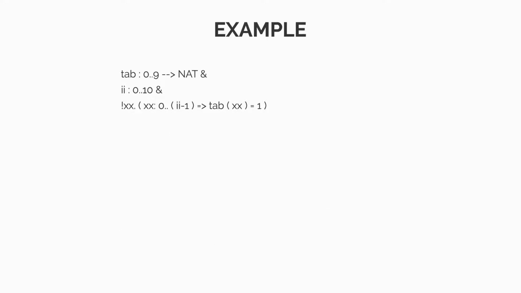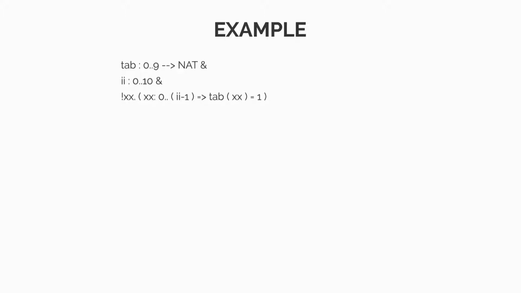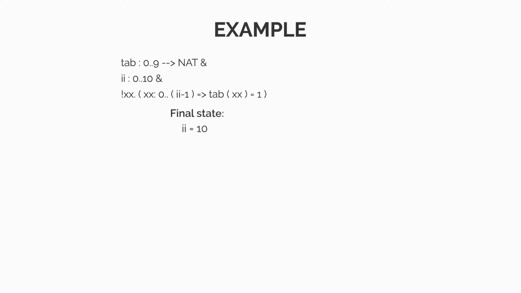For the body of the loop, if we carefully analyze its behavior, we will confirm that indeed, after every iteration, the array elements at indexes ranging from 0 to ii minus 1 will have the value 1. Finally, in the final state, ii equals 10.